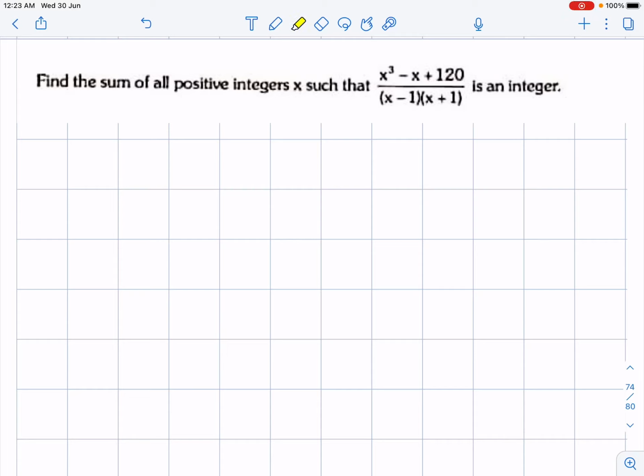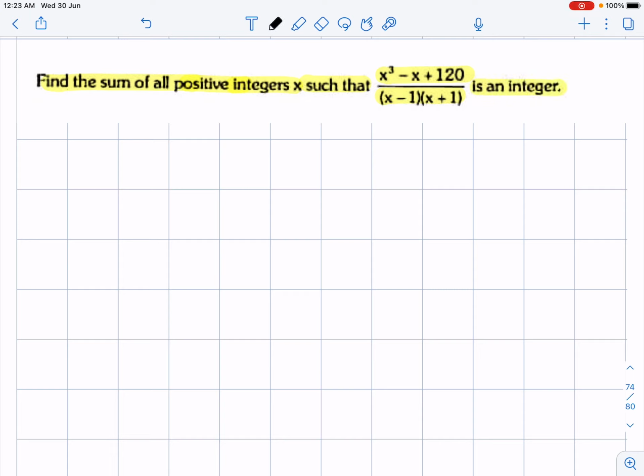So we'll be going to solve this 17th question in polynomial written on the screen. Find the sum of all possible positive integers x such that (x square minus x plus 120) divided by (x minus 1) into (x plus 1) is an integer, they asked.